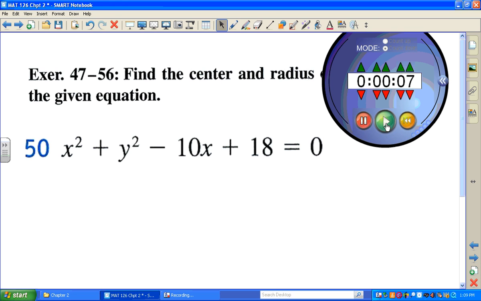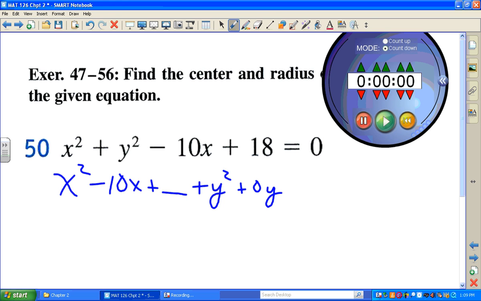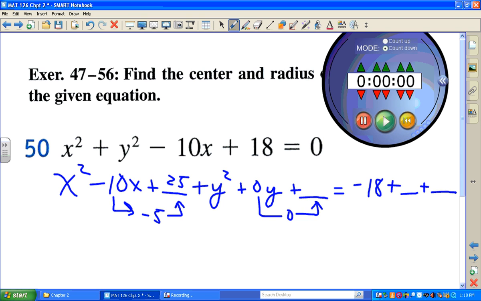Nice. Let me get caught up. No, that's time for you. That's why I started. Let's see. Plus 0y plus blank equals negative 18. All right. No, you don't have to put the 0y in there, but I did just to show something later. Let's see. Half of that, square it. Half of this, square it. And add the 25 and the 0.